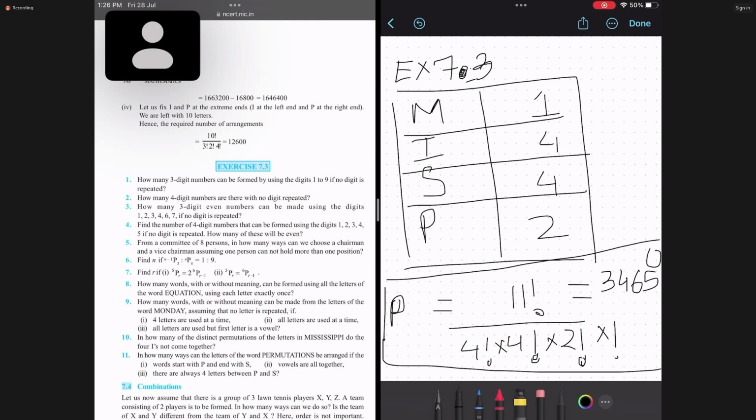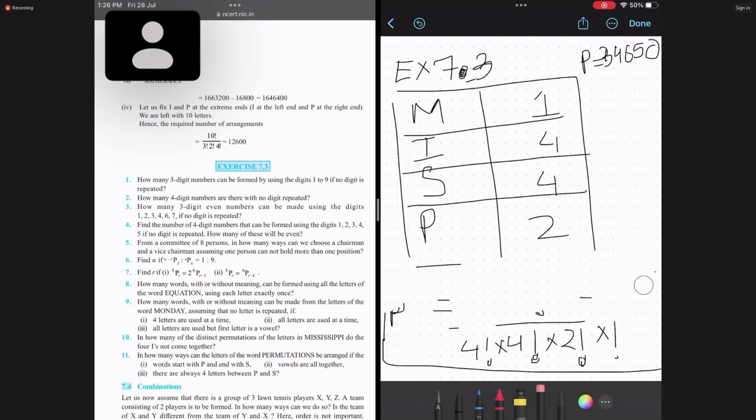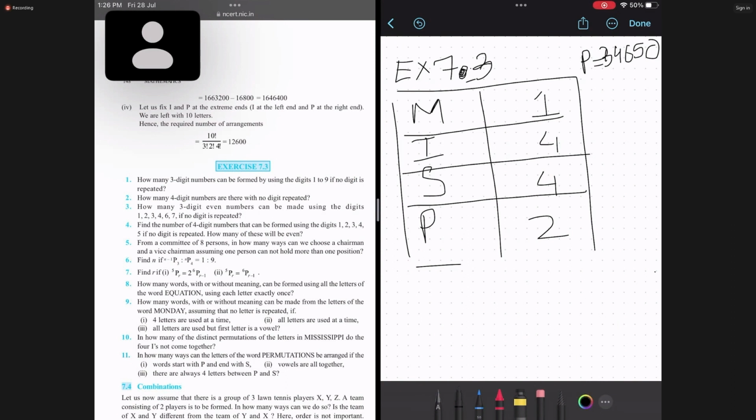We need to calculate the permutations where all the four I's are not together. So to arrive at the answer, I'll first make sure that I write P here as 34650, so I don't forget. Now I'm going to place all the four I's into one bucket and consider them as a single letter, right? When I find the permutations in that manner, I'm going to subtract that from all the permutations that I have, and that is how I'm going to arrive at the answer, right?